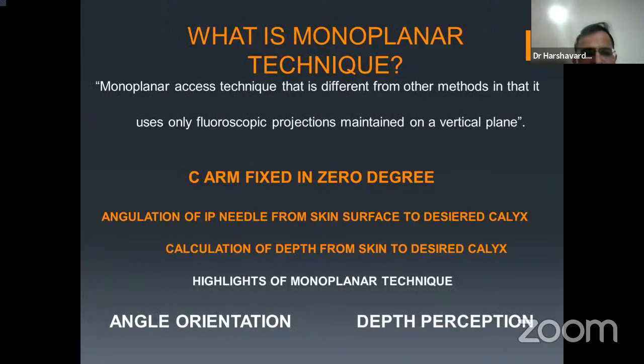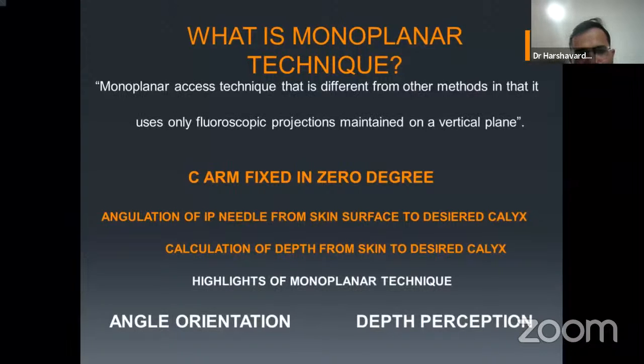So what is the monoplanar technique? The monoplanar access technique differs from other methods in that it uses only fluoroscopic projections maintained on a vertical plane. You don't have to move the C-arm 30 degrees or any way, it is a fixed C-arm technique. The C-arm is fixed at 0 degrees. Angulation of the needle from the skin surface to the desired calyx is the key point, as is calculation of the depth from skin to desired calyx. Highlights of the monoplanar technique are angle of orientation and depth perception.